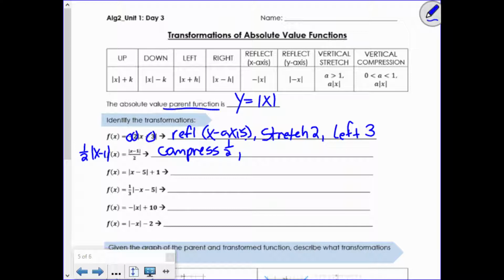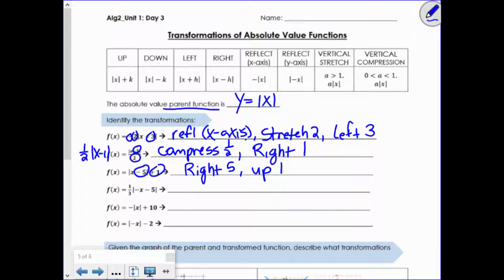And then what does the little -1 do? Because it's inside the function, you're going to go right 1. The opposite is what you would expect. Alright, how many transformations do I have in this next one? I have 2. I have a -5 on the inside and a +1 on the end. What does the -5 on the inside do? Right by 5, and then the +1 at the very end outside: up 1. The numbers at the very end are your up versus down.